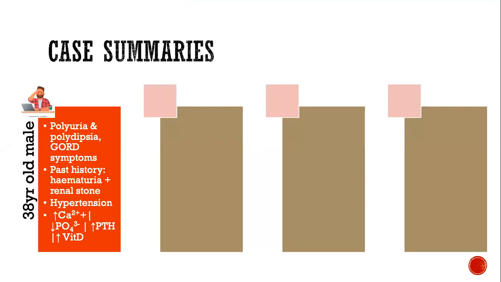First case, a 38-year-old male presented with polyuria and polydipsia, gastroesophageal reflux disease symptoms, and he had a past history of hematuria and renal stone formation. He presented with hypertension, and on investigation, there was hypercalcemia, hypophosphatemia, increased PTH, and increased vitamin D.